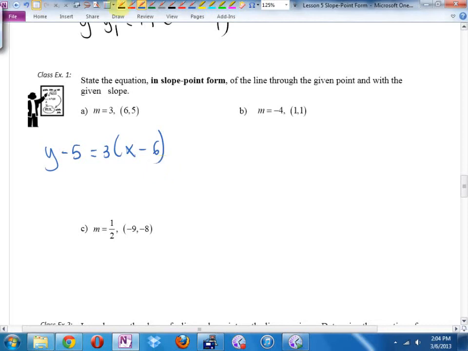B. Y minus what? 1. Equals what? Negative 4 bracket x minus what? 1. Ta-da!